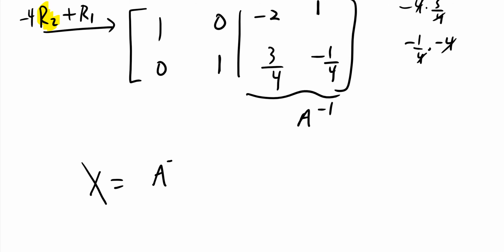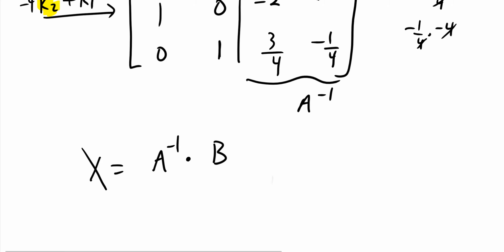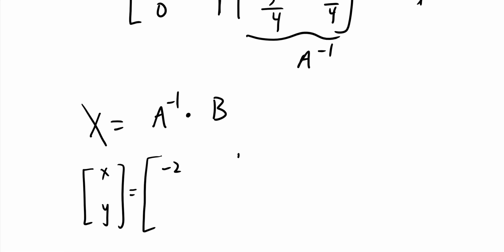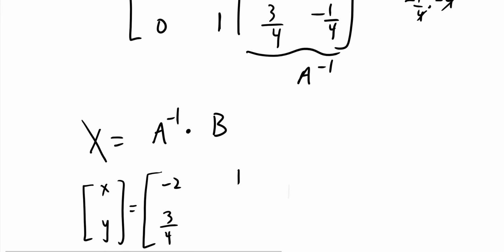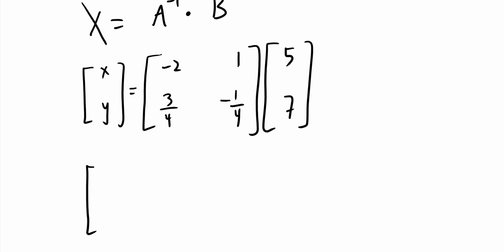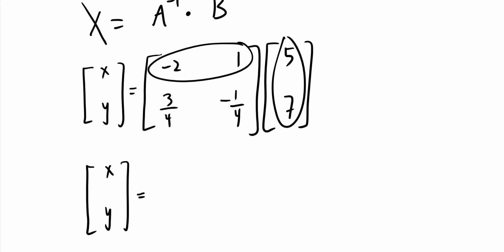So we need x. X is A inverse times B. Remember, x has components x, y. A inverse: negative 2, 1, 3/4, and negative 1/4, times matrix B, which was 5, 7, the matrix of constants. Now keep the left-hand side the same. Here we're going to multiply row by column. When we multiply them, what do we get? Negative 2 by 5, negative 10. 1 by 7, 7. So that gives me negative 3.